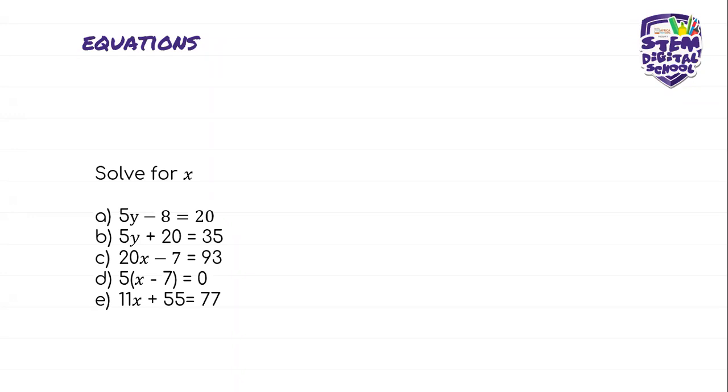Okay, exactly. Yes, 3 is the correct answer in this case, because you just transposed 20 from the left-hand side to the right-hand side. And as Nosipho indicated, 35 minus 20 gives you 15. And then thereafter you divide 15 by 5 to get 3. So 3 is the correct answer.